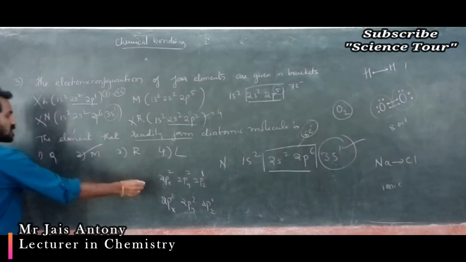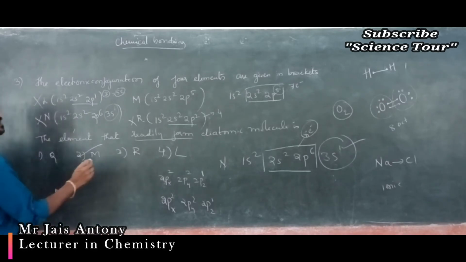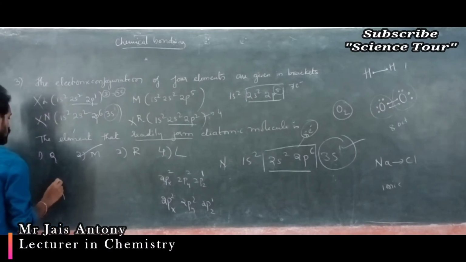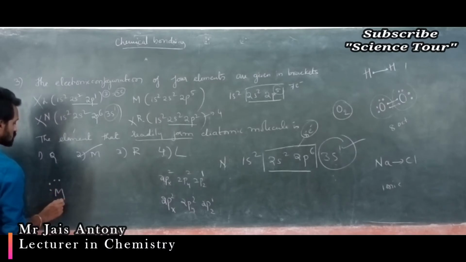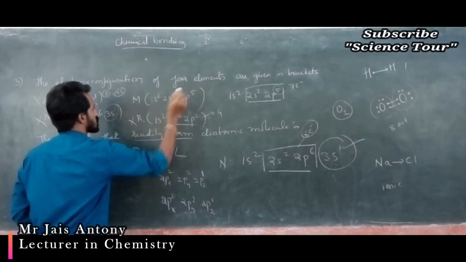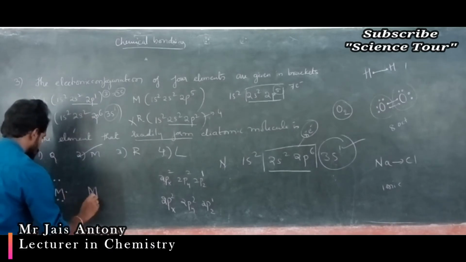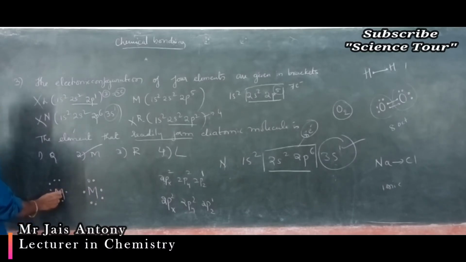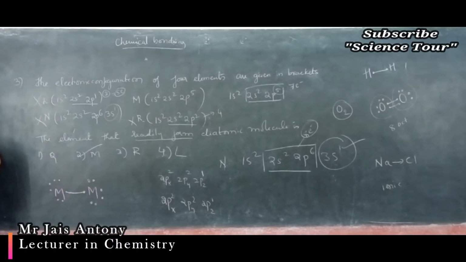Imagine I will write this one here, 1 M atom, how many electrons does it have? 2 plus 5, total 7 electrons. 1, 2, 3, 4, 5, 6, 7. 7 valence electrons. Correct now my dear students? Another M atom. 1, 2, 3, 4, 5, 6, 7. So this M atom requires 1 more electron to form an octet. This M atom requires 1 more electron to form an octet. So these 2 electrons get shared.